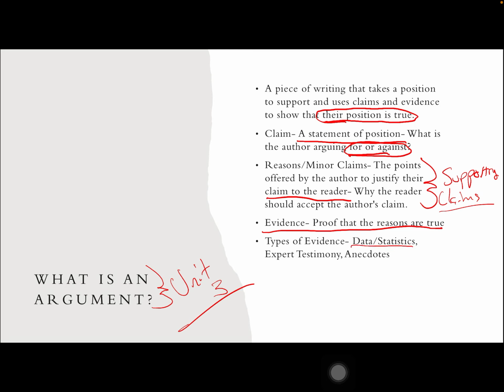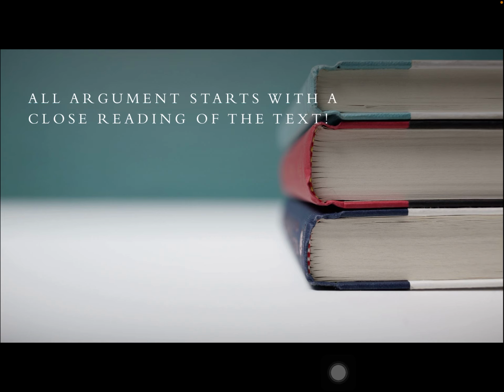If we think about data and statistics, that's logos. If we think about expert testimony, we're talking about credibility here. Or maybe we're even using anecdotes. Anecdotes were a big thing in Pearson, and maybe you guys focused on those as well. What I really want to get out is that all arguments start with a close reading of the text, right? A close reading. So we want to make sure we're doing all of those things that we would normally do when we're looking at a text.